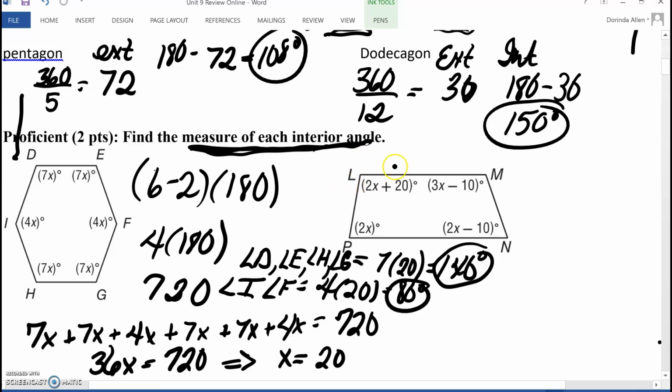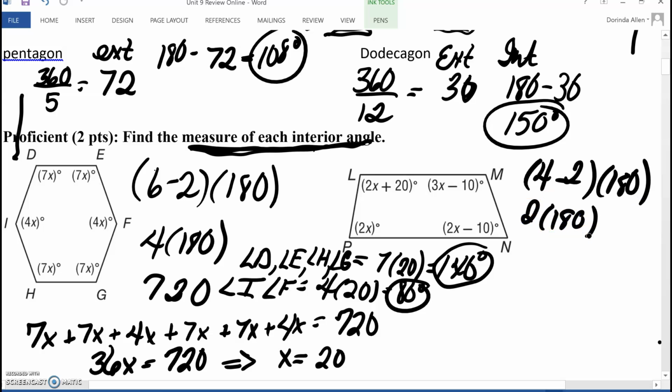Same process here. This is 4 sides, so take the number of sides, subtract 2 times 180. So 2 times 180, 360. So these are all going to add to be 360. So I add all of these up. 2x plus 2x plus 3x plus 2x is 11x. 20 minus 10 is 10, minus another 10 is 0. So that equals 360.